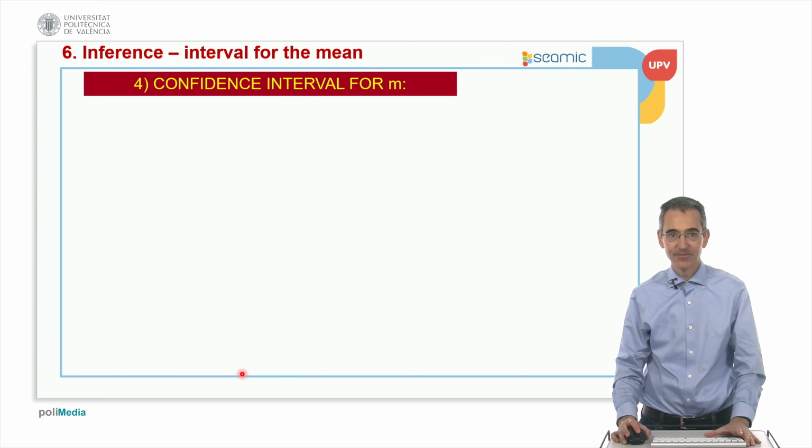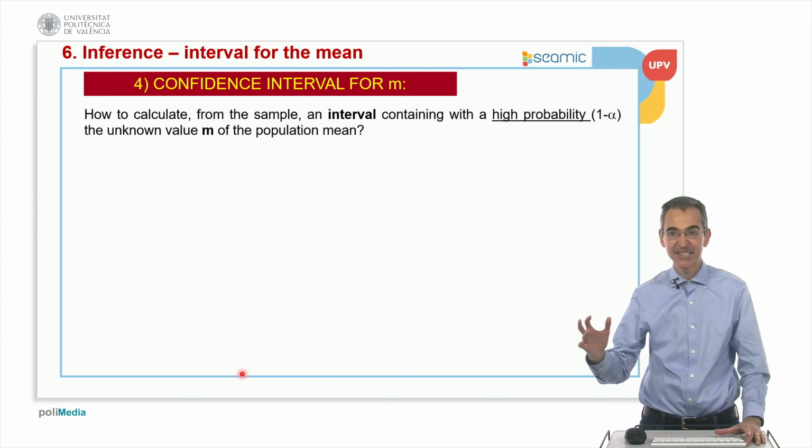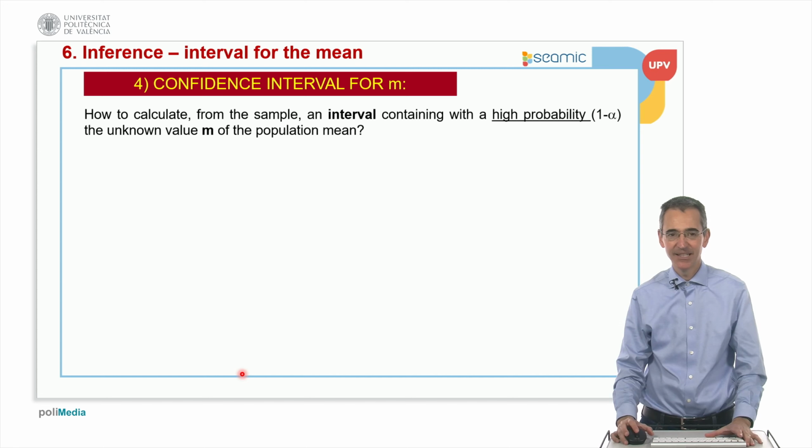Well, confidence interval for m. How to calculate from a sample an interval containing with a high probability the unknown value m of the population mean. Well, this is the target that I will answer in the video.